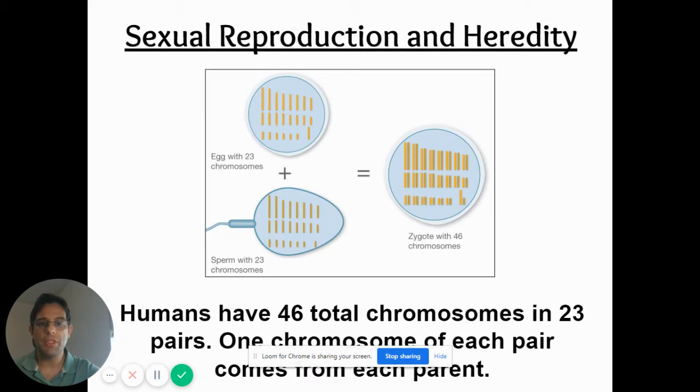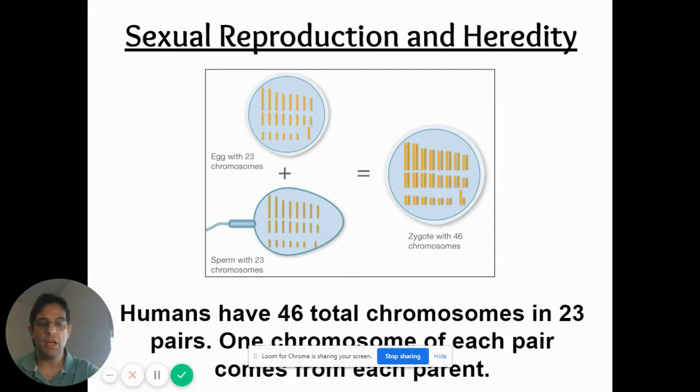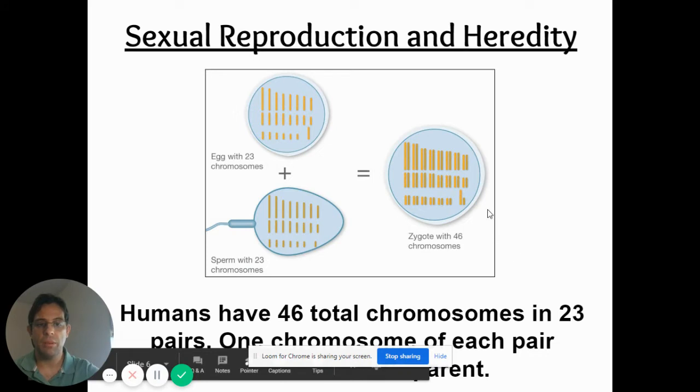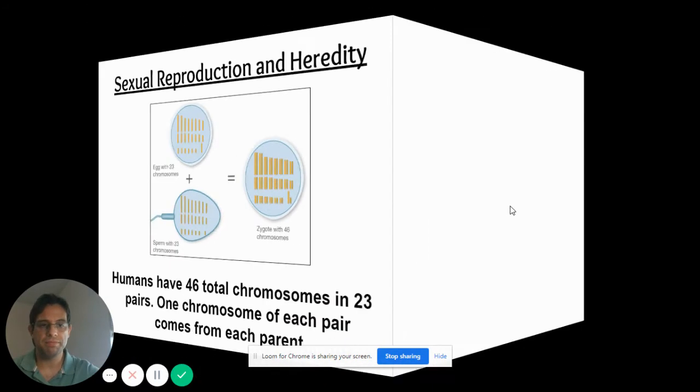The sexual reproduction in heredity also brings me the idea that humans have a total of 46 chromosomes in 23 pairs. So one chromosome of each pair comes from each parent. What we will be analyzing is what happens in each pair of chromosomes, and identify each gene. How can they be coded for different traits?